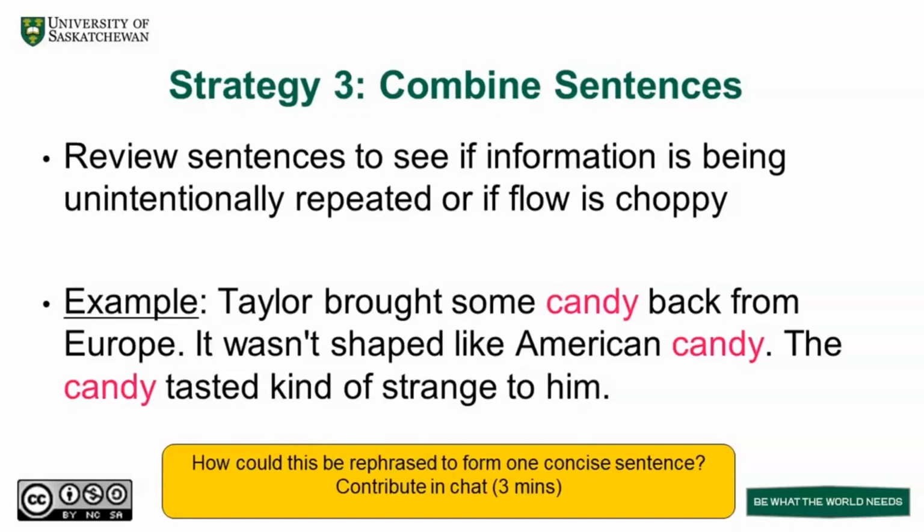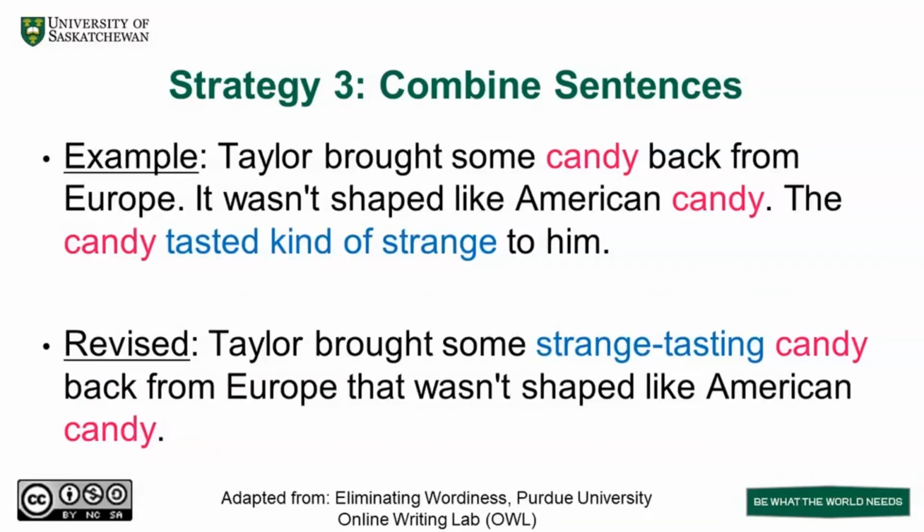A few suggestions coming in where we start to see how we can make it into one sentence. As someone has noted in the chat, just because something can become one sentence doesn't necessarily make it less wordy. So it is that balancing act of combining as well as reducing. So let's just look at another example in addition to the ones that we've seen in the chat. In our revised example, we might write something like Taylor brought some strange tasting candy back from Europe that wasn't shaped like American candy.